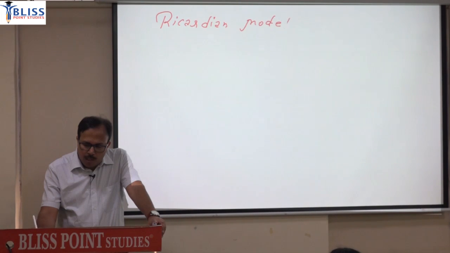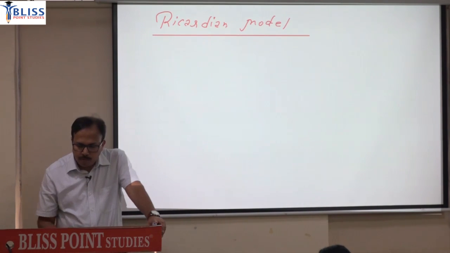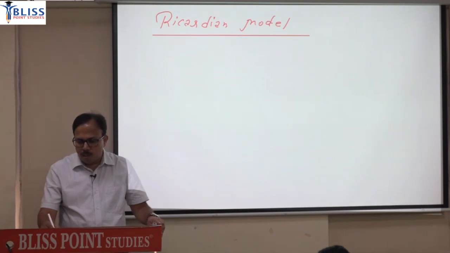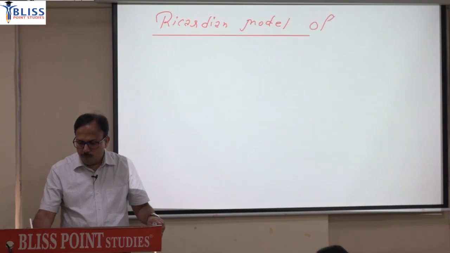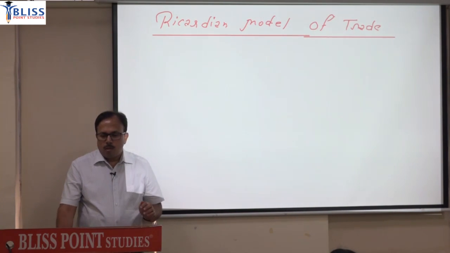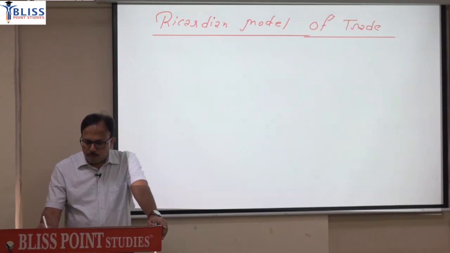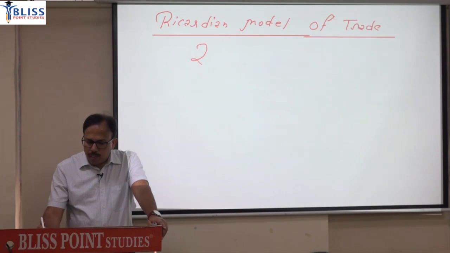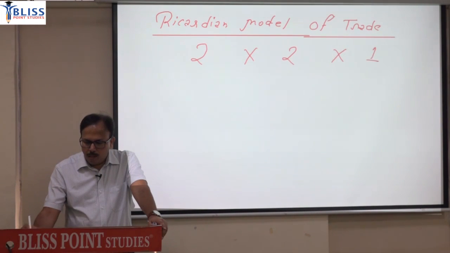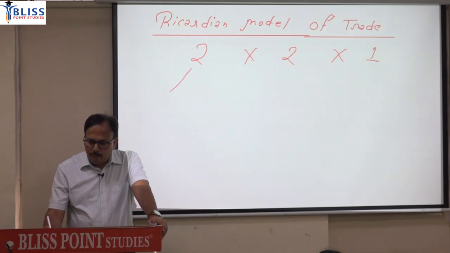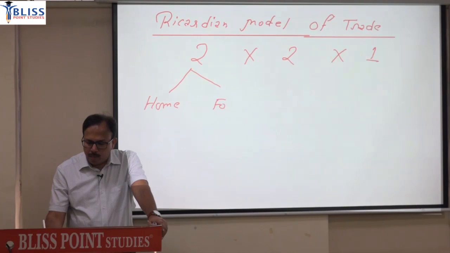A Ricardian model of comparative cost advantage. A Ricardian model of trade. First thing is that it is a 2 by 2 by 1 model. So here we will be explaining trade between home country and foreign country.